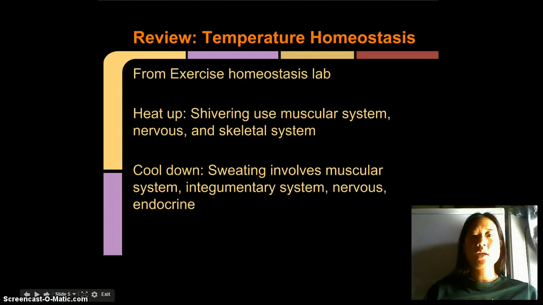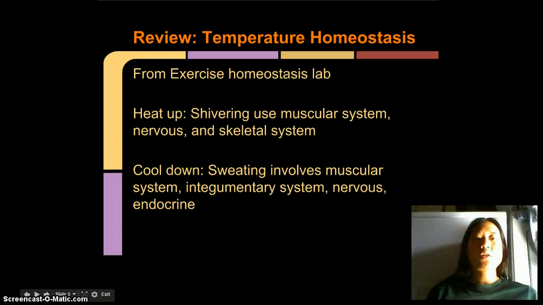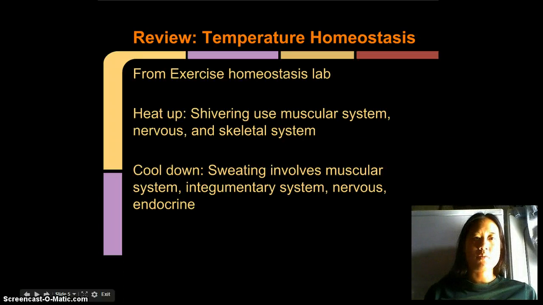For some review from last week, we looked at temperature homeostasis. So how does your body maintain a different temperature? Here's one example of an interaction. When you want to heat up, you can shiver and use your muscular system. But that's coordinated by your nervous system and your skeletal system. Without your skeletal system, your muscles have nothing to move on.